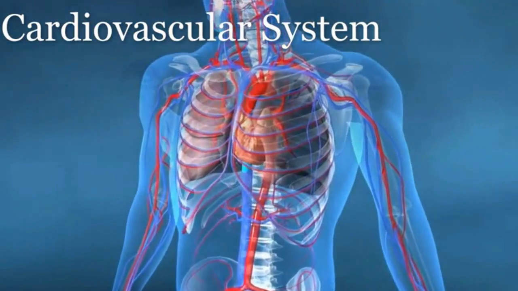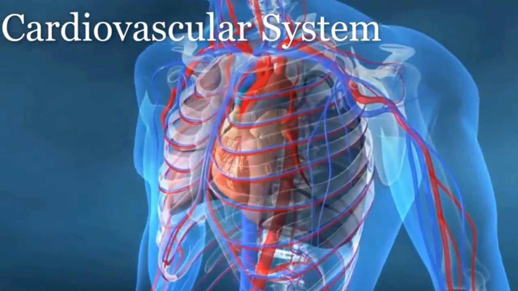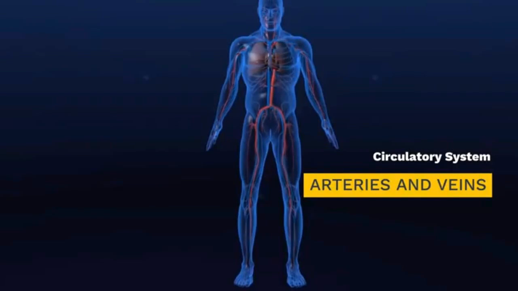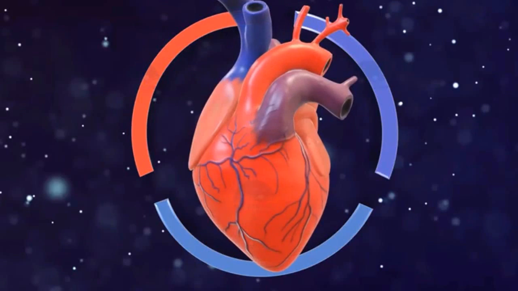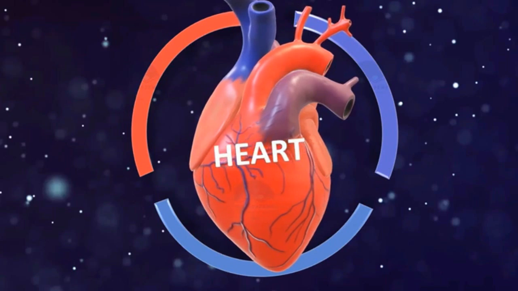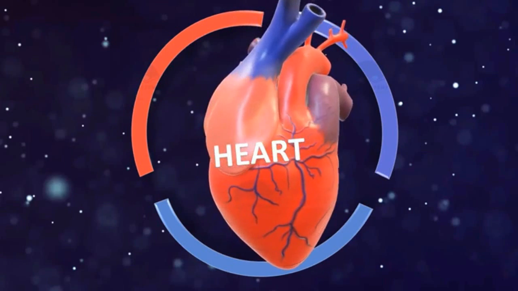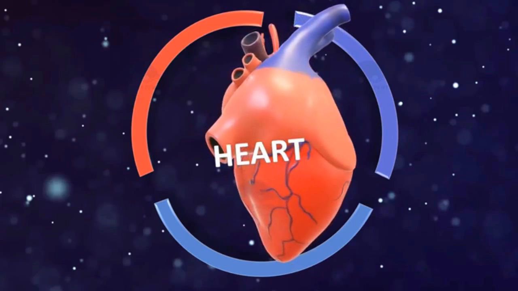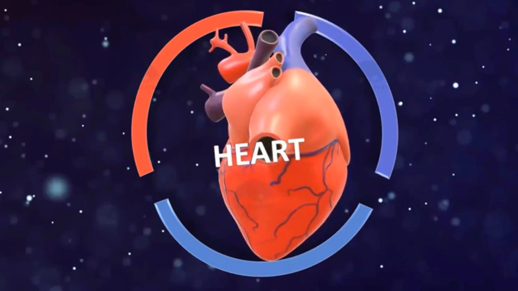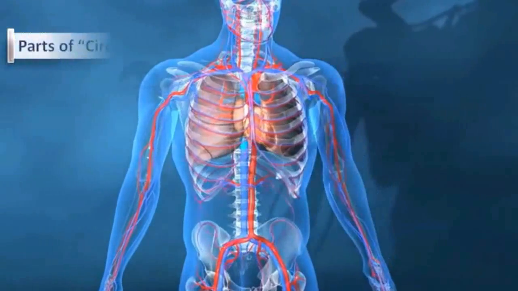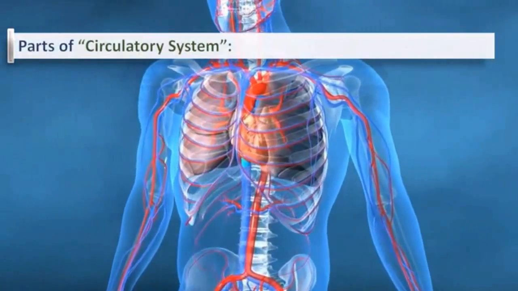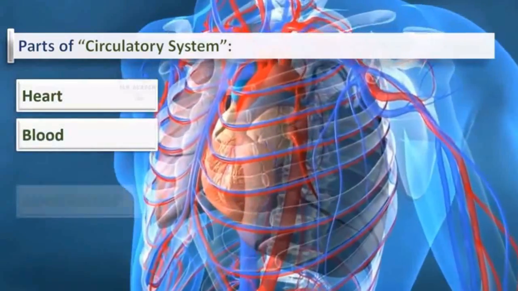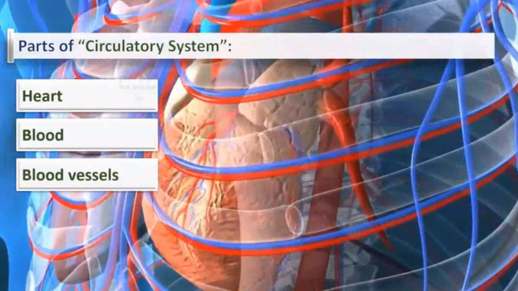The circulatory system is also called the cardiovascular system. The words cardiac and cardio both mean about the heart. So, if something has the prefix cardio or cardiac, it has something to do with the heart. The circulatory system has three main parts. They are heart, blood, and blood vessels.